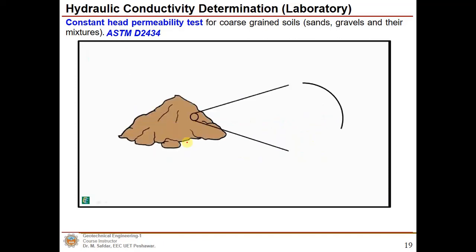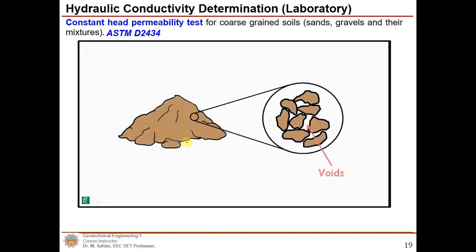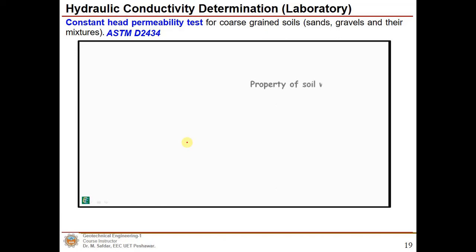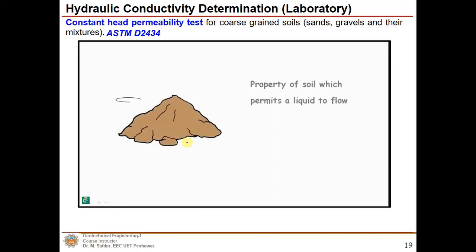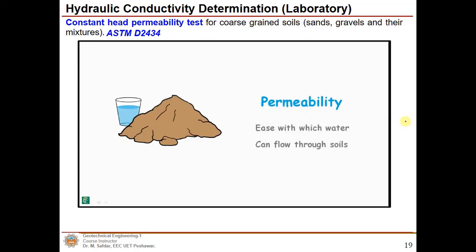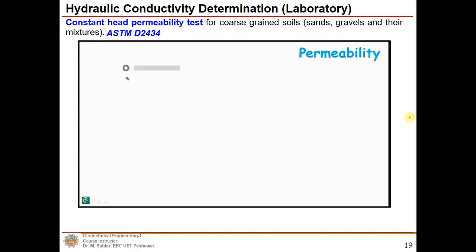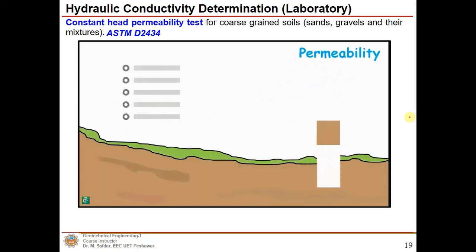Any soil, when depositing, contains some voids in them. The property of the soil which permits water or any liquid to flow through its voids is called permeability. Permeability is the ease with which water can flow through the soils. There are numerous methods through which we can measure the permeability of a soil in the field or of a representative sample in the laboratory.